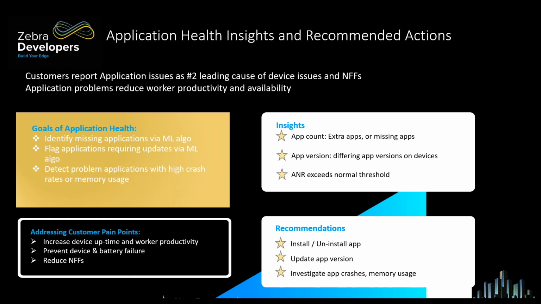Okay. So currently application issues are the critical issues that reduce worker productivity and availability. The goal of application health is to address those application issues. We will identify all missing business applications and all installed non-business applications via machine learning algorithm for each device and list them down. We would also suggest the compatible application version for all mobile computer models. We would be able to detect all applications with high crash rates and any application consuming more memory, applications with higher battery discharge rate, etc.